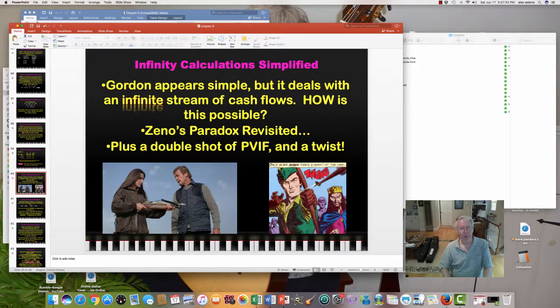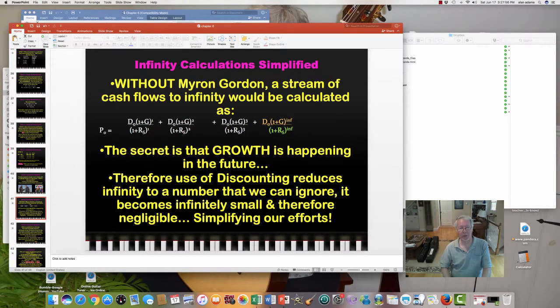The reason that's relevant here, aside from being a little fun thing to imagine, is that the secret of solving infinite streams of cash flows in Gordon's mind had to do with Zeno's paradox. Only because of the element that we call PVIF, the time value of money factor that has to do with table B, I beg your pardon, the PVIF, present value interest factor, with one little glitch.